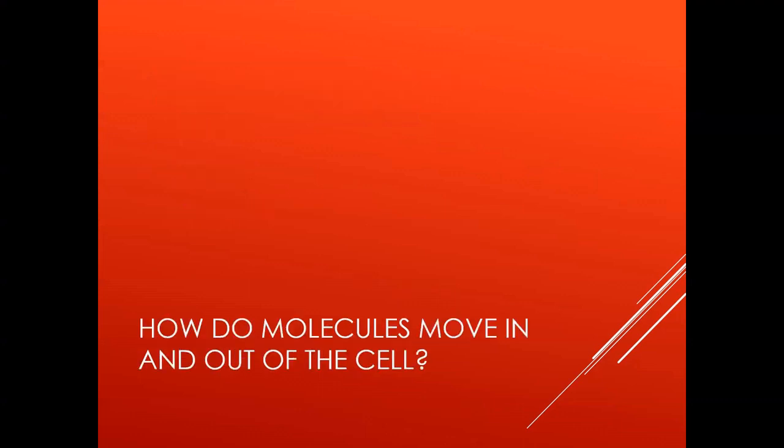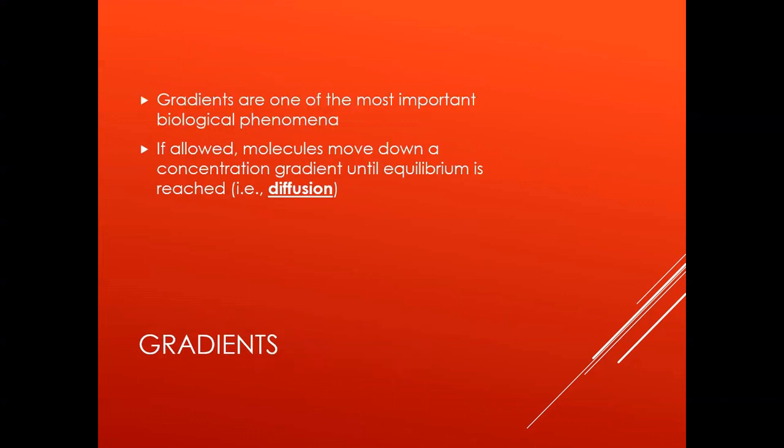So how do molecules move in and out of the cell? Well, there's passive transport and there's active transport. Passive transport requires no energy. Active transport does. Gradients are one of the most important biological phenomena. If allowed, molecules will move down a concentration gradient until equilibrium is reached, i.e. diffusion.